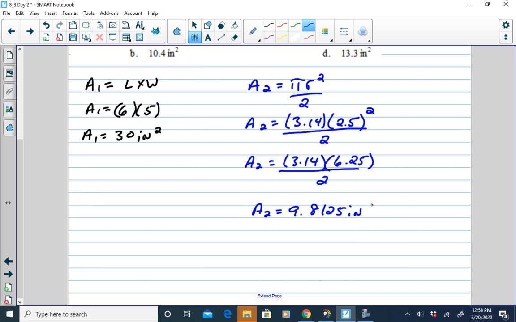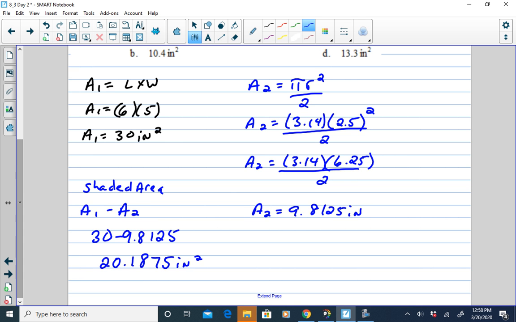So we want to subtract the two areas. Our shaded area is going to be equal to area 1 minus area 2. So that's going to be the 30, take away the 9.8125, and we wind up with 20.1875, and those are square inches.